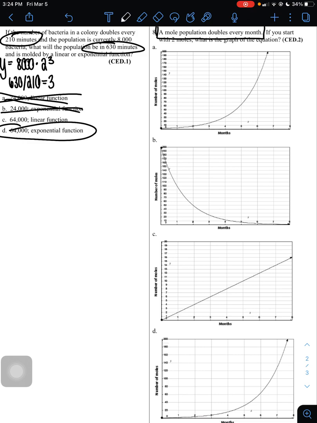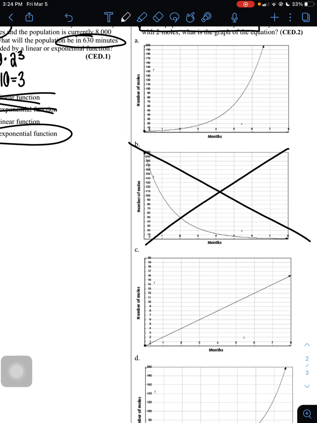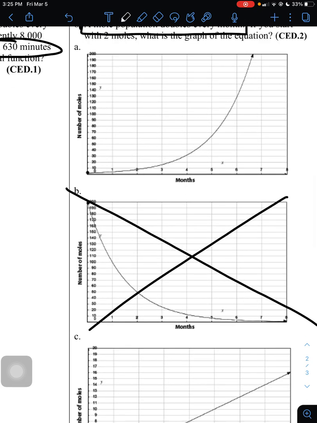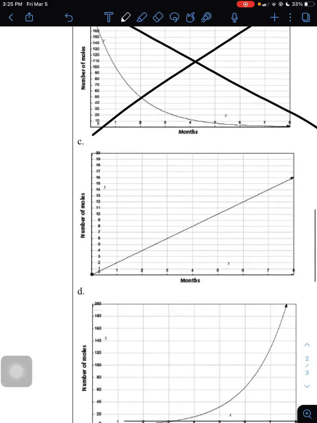So one of these graphs is not growing. One of these graphs is decreasing over time. And I can trace it from left to right to determine. So which graph should we automatically be able to eliminate just because that graph is not increasing over time? Hopefully you guys are saying answer choice B, because I can trace that from left to right. I see it's going down. So that's not what we're looking for. Because unfortunately, these moles, they're doubling every month. So we're going to narrow it down. We have A, C, and D now.